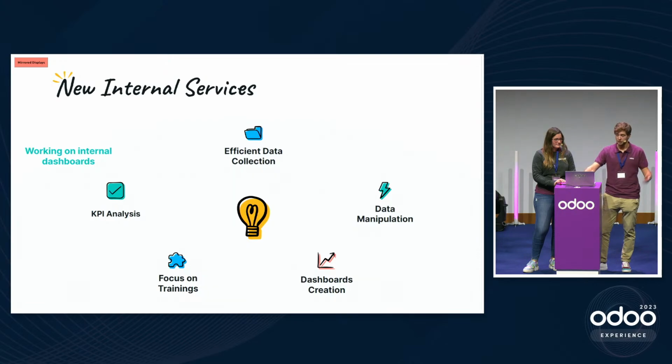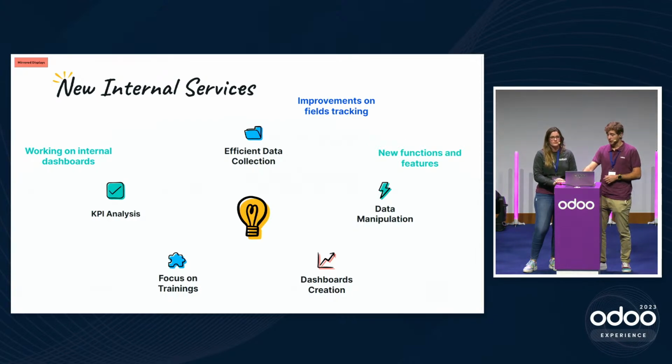So we've been working on internal dashboards to revamp them to have the right metrics. We also improved and made suggestions on field tracking inside the database to be sure that it will be accessible for everyone and we don't have to make those modifications every time. We added also new functions and new features to Odoo spreadsheet and to dashboards. And if you want to know more about that, we have the talk about what's new.